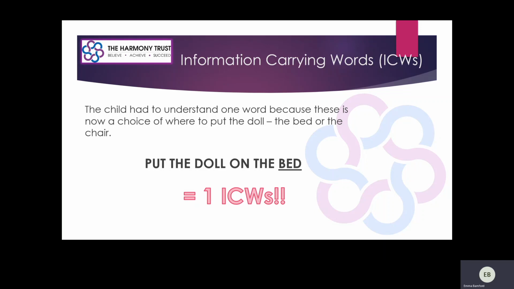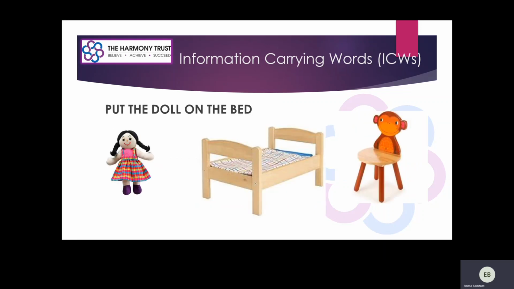So if we go back to look at the objects that we would have in front of our child, we have a doll, a bed and a chair. We know the child has experience of playing with a doll and a bed and a chair. The child knows how to use them and what is expected. So the child will know that the doll can be on the bed, or can be on the chair in typical play.